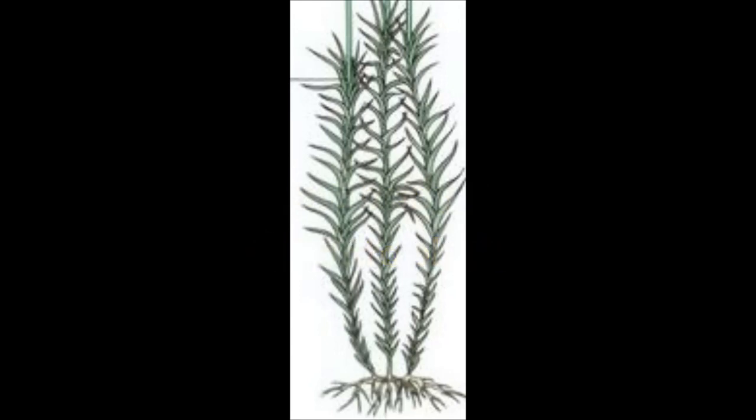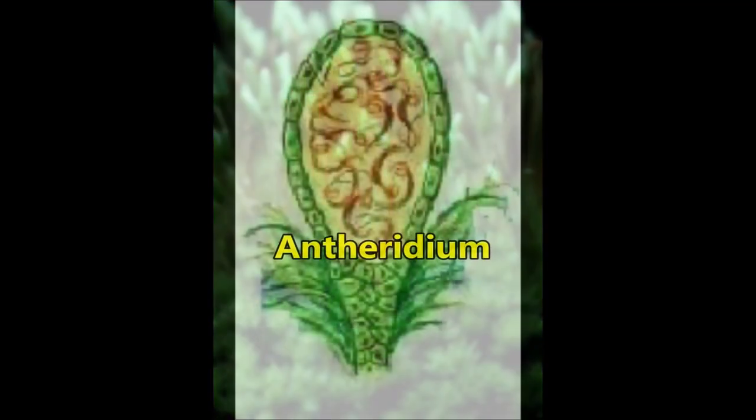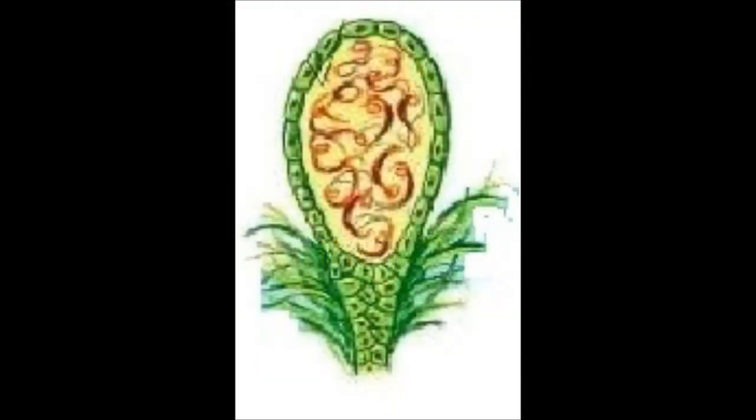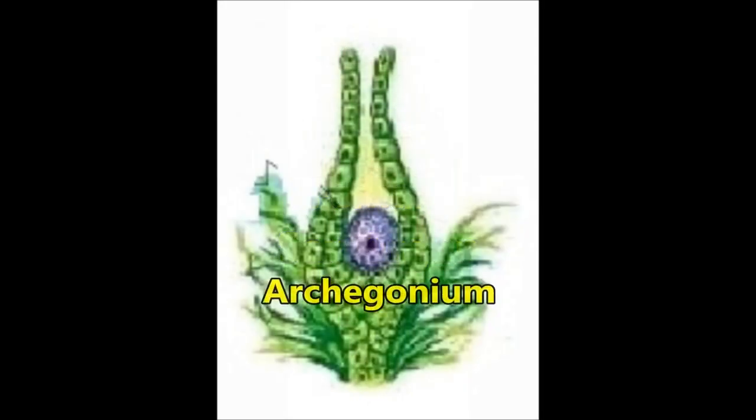The sex organs in bryophytes are multicellular. The male sex organ is called antheridium, which produces antherozoids. Female sex organ is called archegonium, which produces egg.